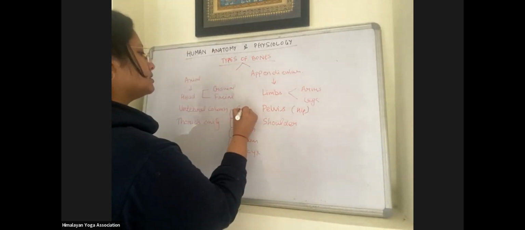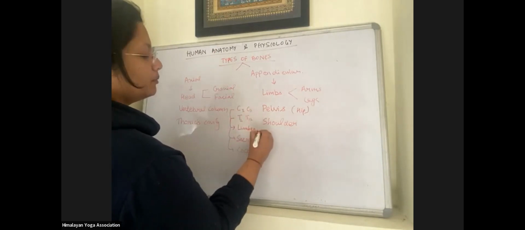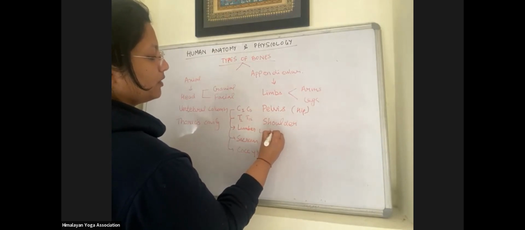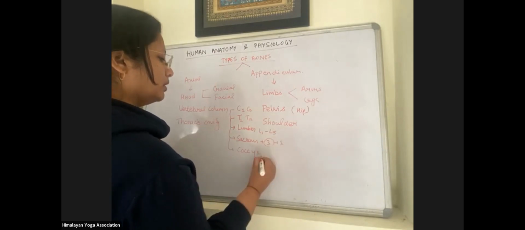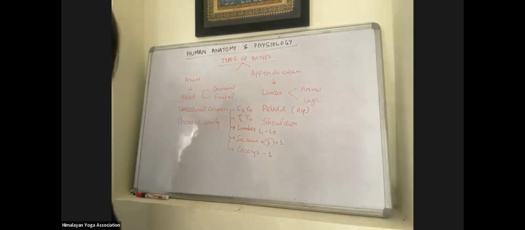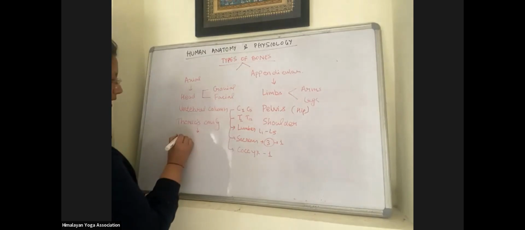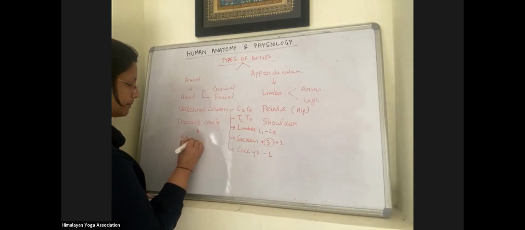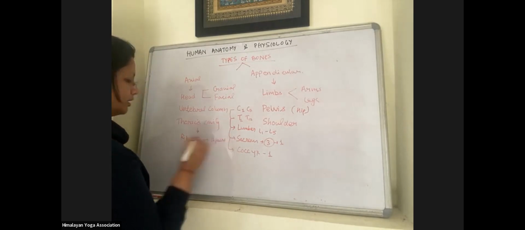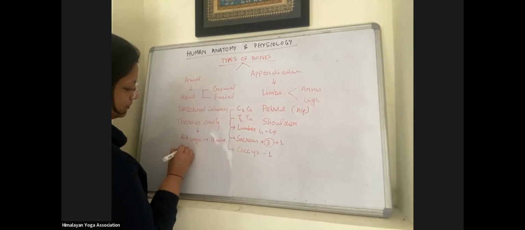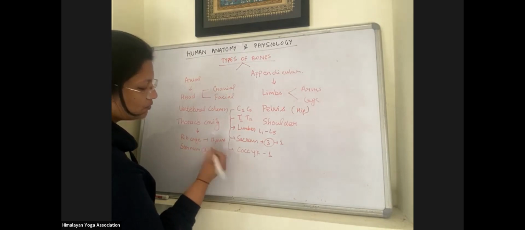This is C1 to C7. This is T1 to T12. Lumbar is L1 to L5. Sacrum is 3 bones fused into 1. Coccyx is 1. Then in the thoracic cavity, we have the rib cage, in which we have 12 pairs, and we have the sternum. This is also 3 bones fused into 1.